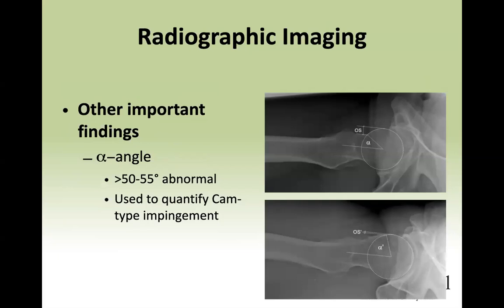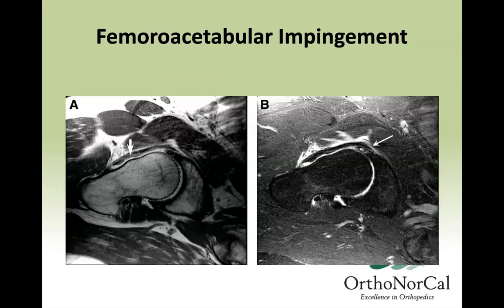So if you see an alpha angle greater than 50 or 55 degrees, that's indicative of a pathologic increase in bone in that area. And so that's one of the radiographic things that we'll use to diagnose this. Ultimately, we will generally get an MRI scan. MRI is helpful for not only diagnosing the amount of extra bone, the location of extra bone, but specifically we can now start to see the soft tissues.